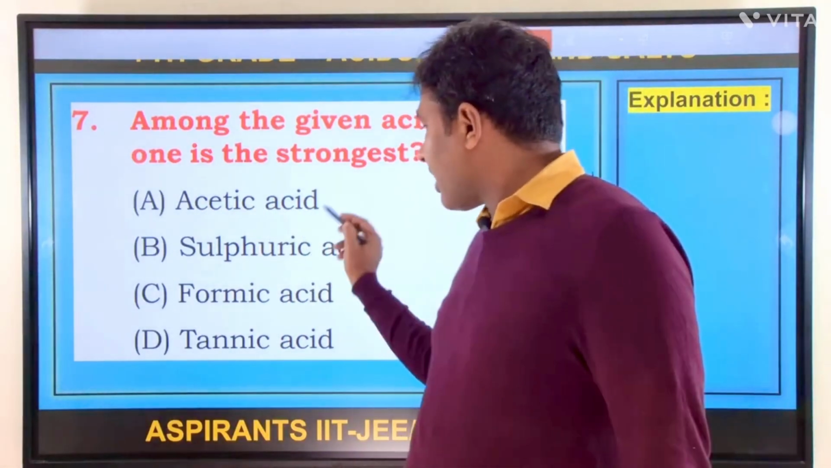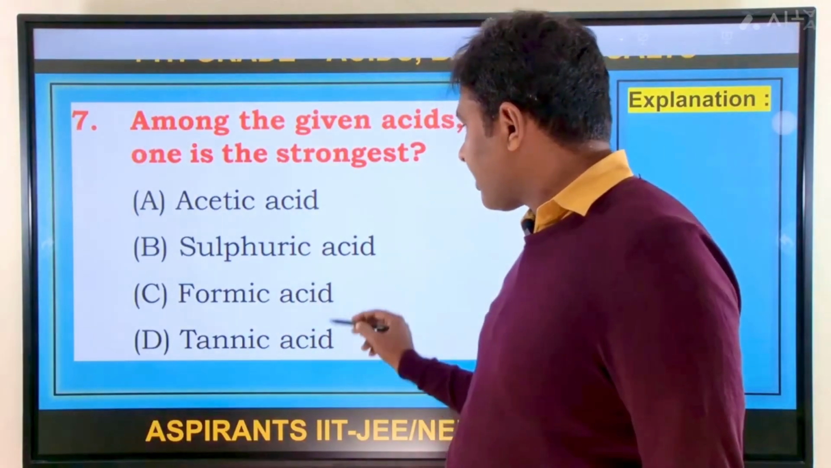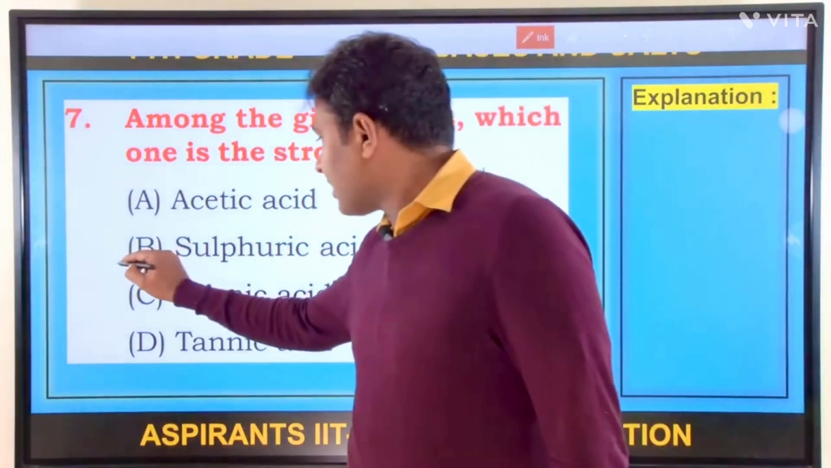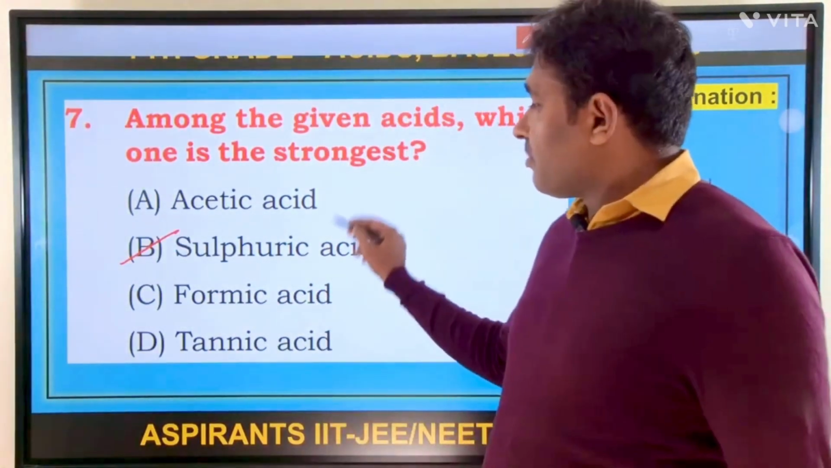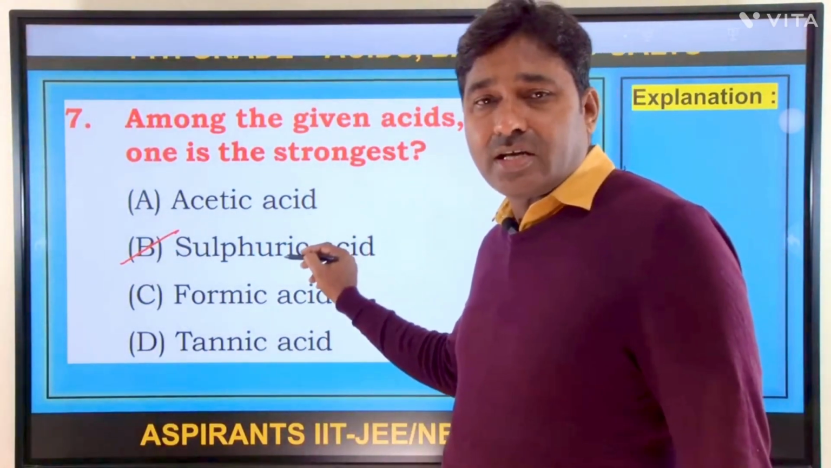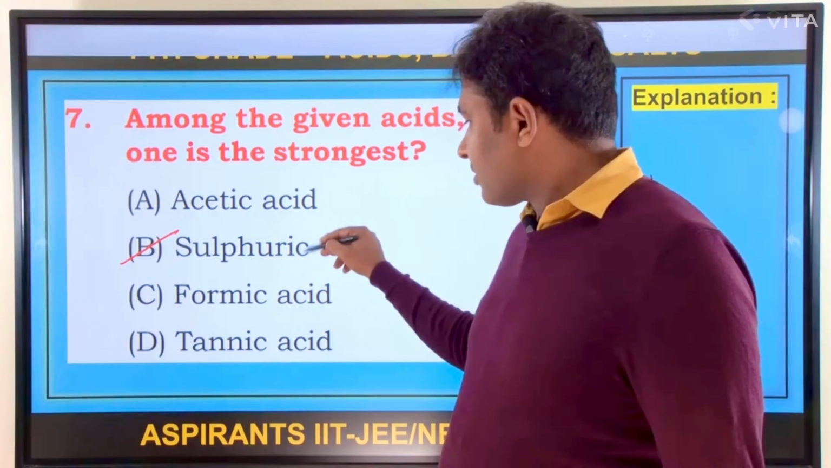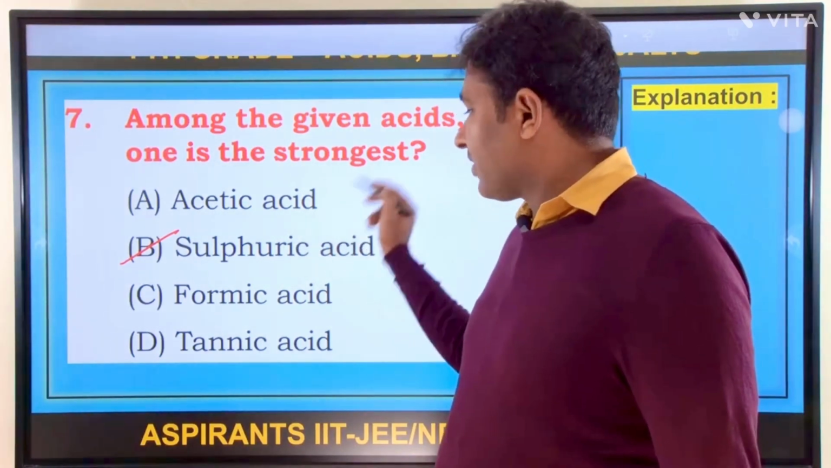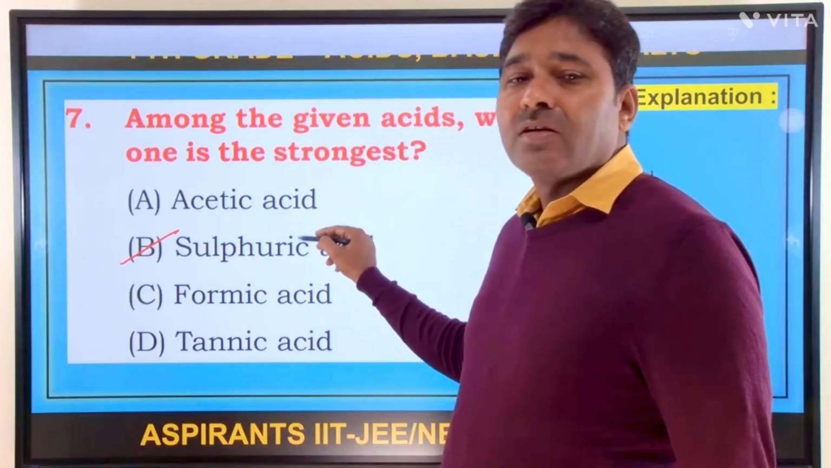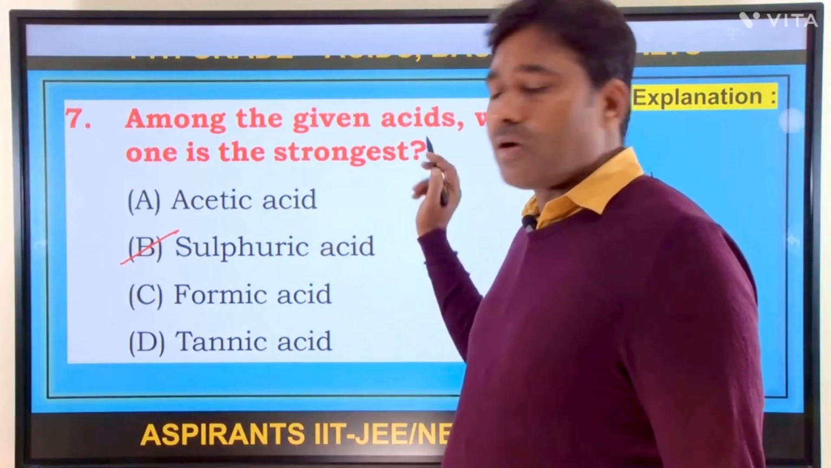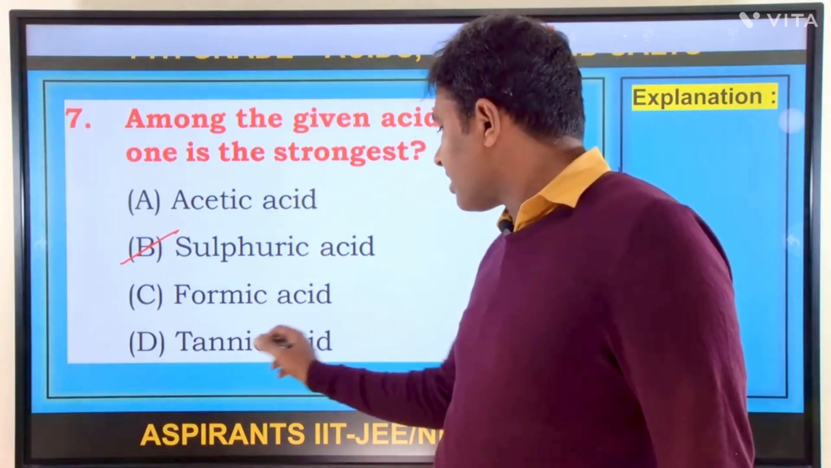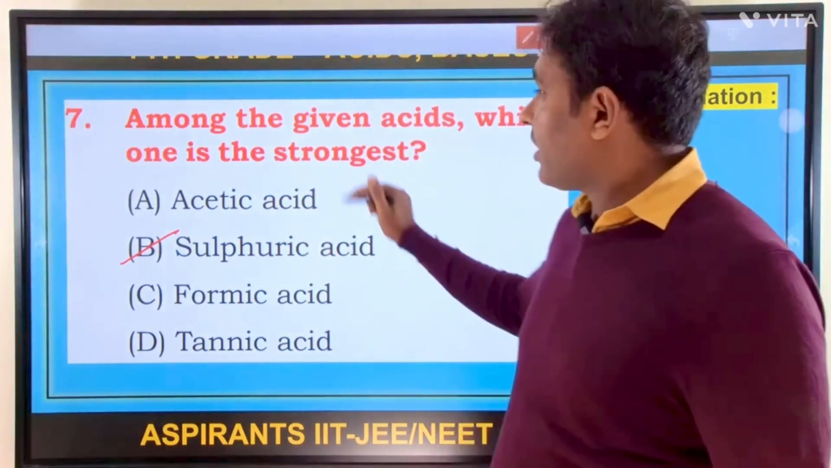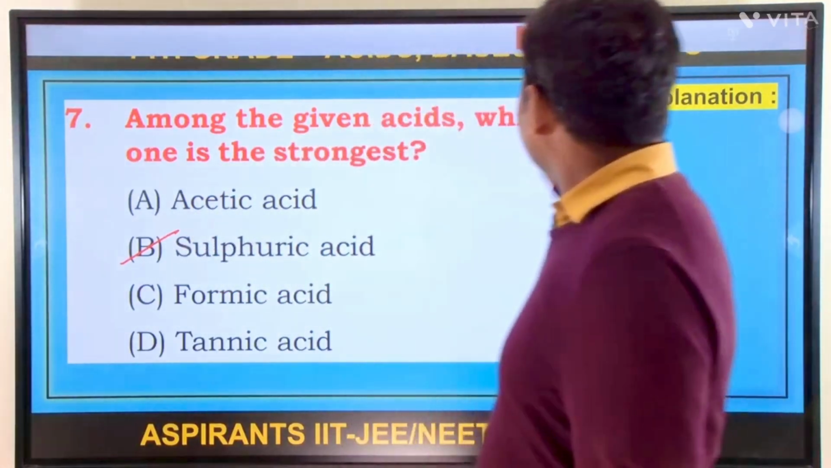See here: acetic acid, sulfuric acid, formic acid, tannic acid. Among these four, sulfuric acid, option B, is the mineral acid, and therefore it is the strongest acid. Why? Because it completely ionizes on dissolving in water. Complete ionization means it is the strongest acid. Acetic acid, formic acid and tannic acid are organic acids, mild acids, weak acids. So our option is B.